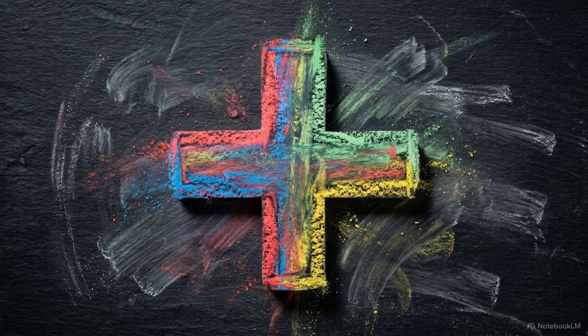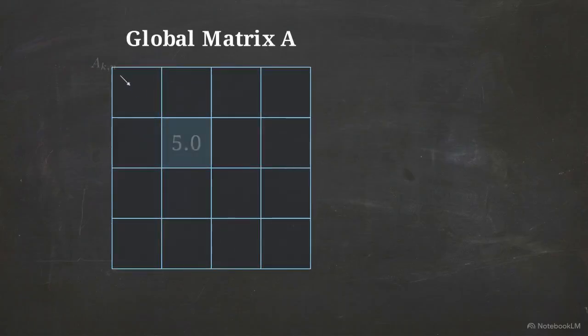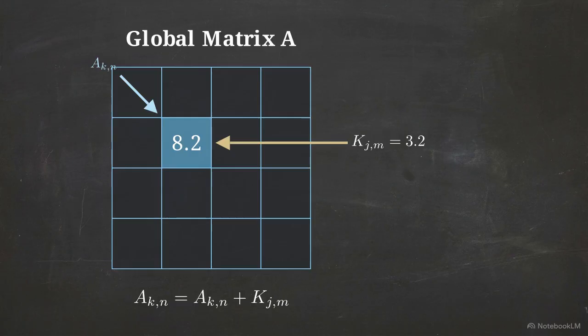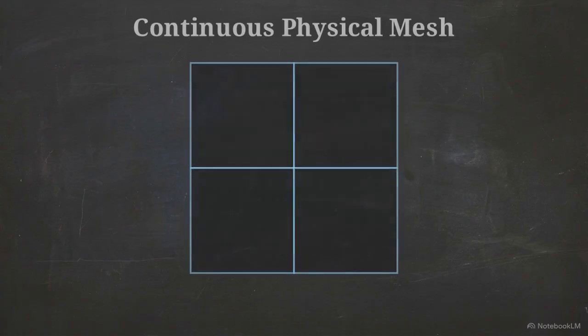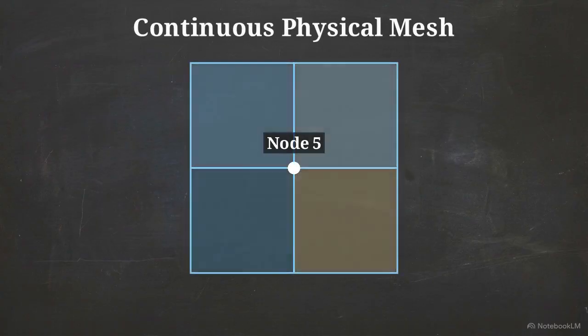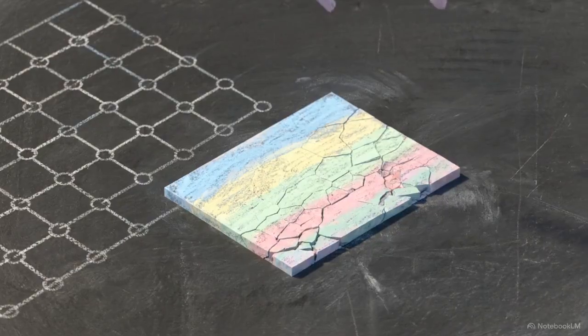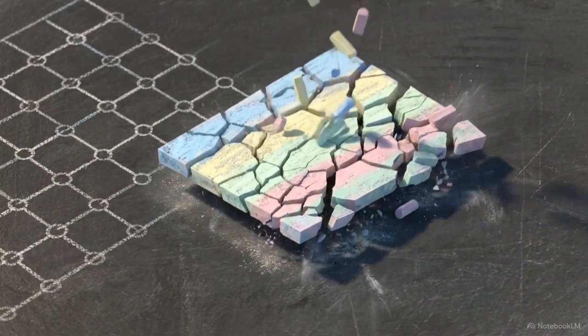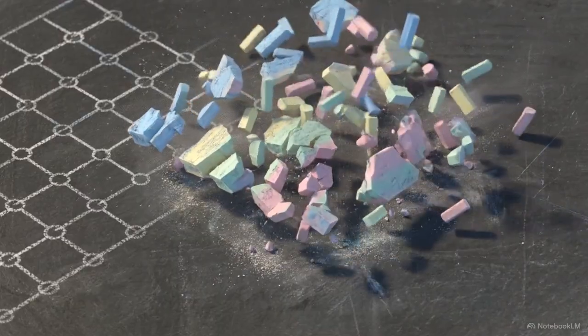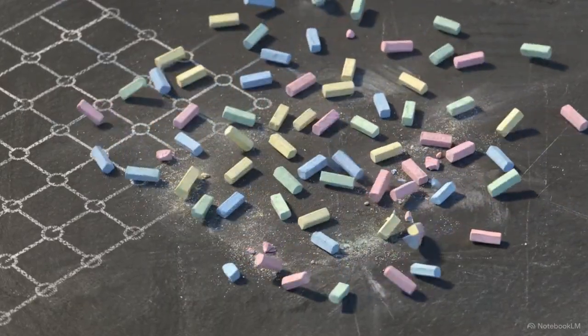The critical component of this equation is the addition operator. The algorithm must accumulate the values. It adds the local value to whatever number is already stored in that global cell, rather than overwriting it. This accumulation mirrors the physical reality of a continuous mesh. When multiple elements share a single point, like node 5, their individual stiffness contributions physically add together at that joint. Without this overlapping addition, adjacent elements couldn't communicate forces. The mesh would behave as a collection of fractured pieces instead of a continuous solid.